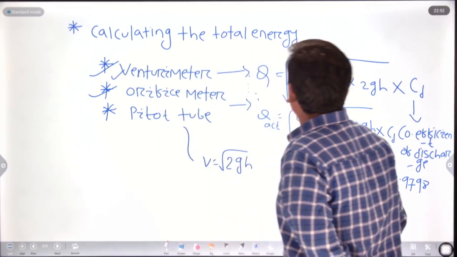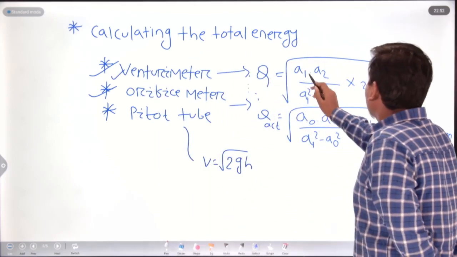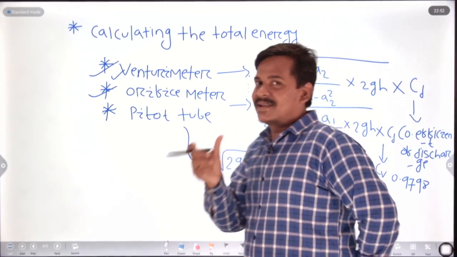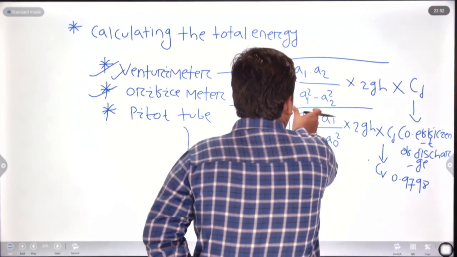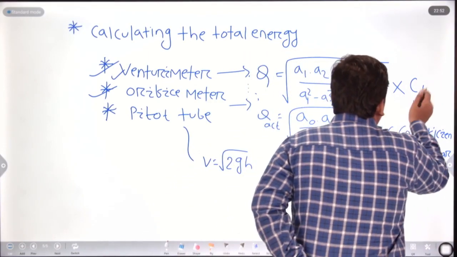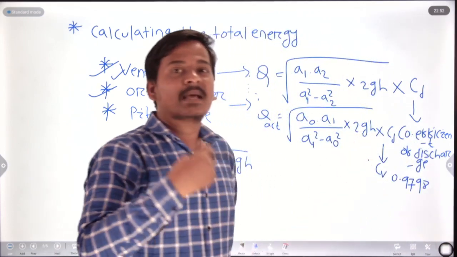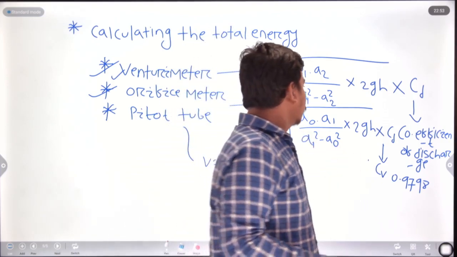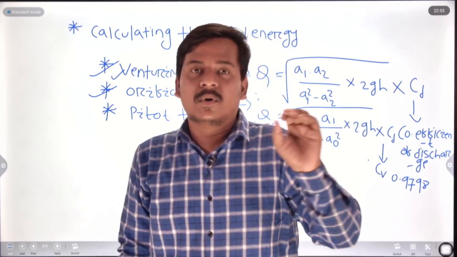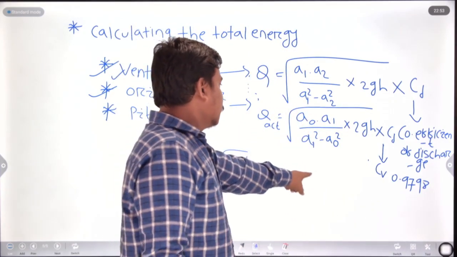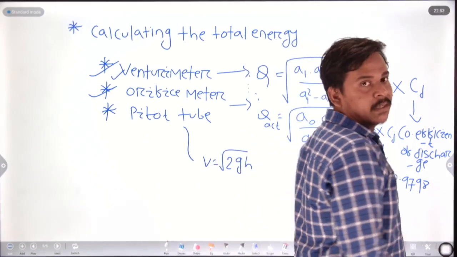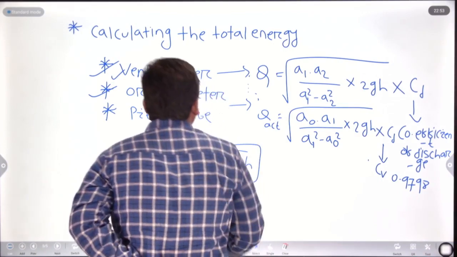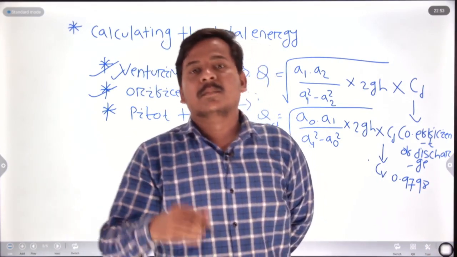In venturimeter, total discharge is obtained by multiplying the first and second terms, then the subtraction, then multiplying the whole by the coefficient of discharge, and then we calculate the total discharge. For orifice meter, the same formula applies, but we have to remember that for orifice meter there is a coefficient of velocity, not discharge. In pitot tube we calculate the velocity. These are the applications of Bernoulli's theorem.